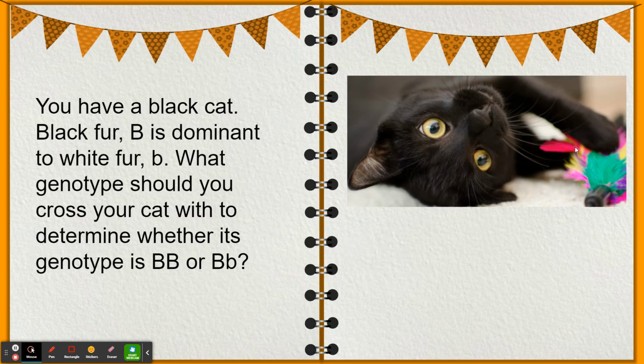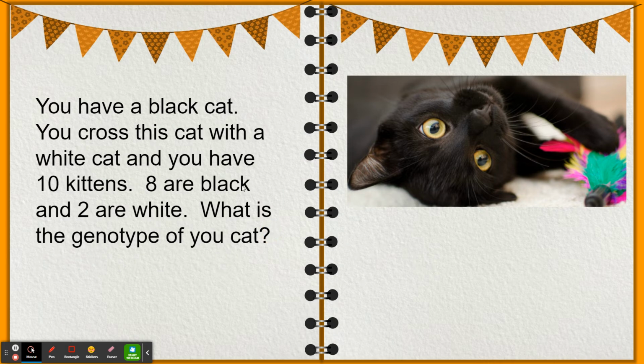Now you do some practice problems to figure this out for yourself. So we have a black cat, and black fur is dominant to white fur. What genotype should you cross your black cat with? Remember, you don't know the genotype of your black cat. Is it big B, big B, or is it big B, little b? Which genotype should you cross your cat with to determine the genotype? And the answer, little b, little b. Always cross with the recessive, and that will give you the highest chance of knowing what the genotype of your parent is.